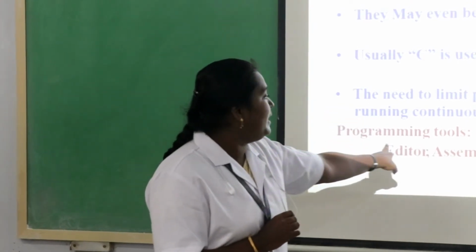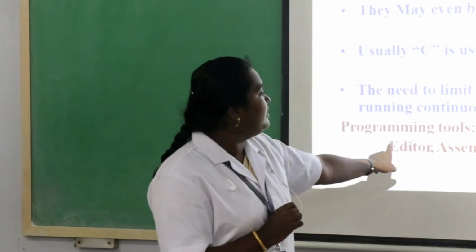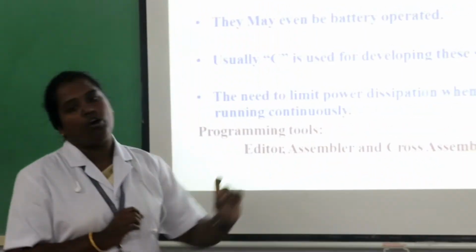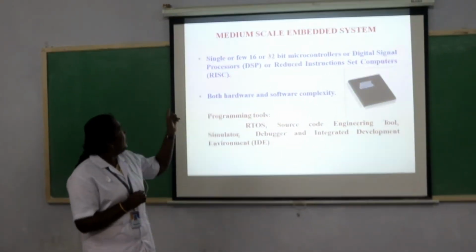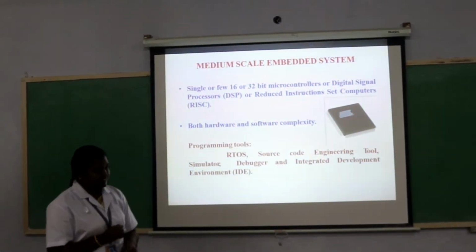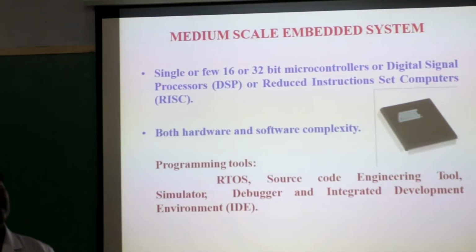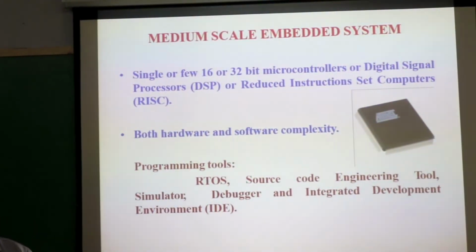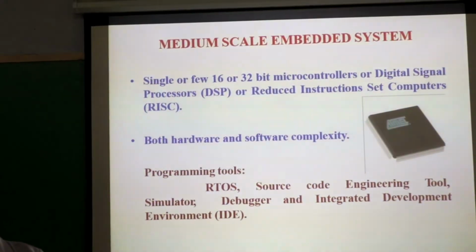At the same time, the following programming tools are used in the small scale embedded system: the editor, assembler and cross assembler. Next one, medium scale embedded system. It is a 16 or 32-bit microcontroller. So the small scale embedded system is an 8-bit or 16-bit microcontroller, and the medium scale embedded system is a 16 or 32-bit microcontroller.